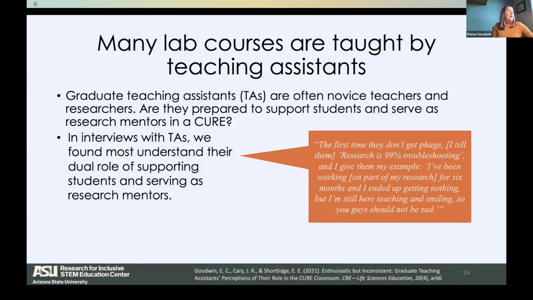One TA said, "The first time they don't get phage, I tell them, research is 99% troubleshooting, and I give them my example. I've been working on this part of my research for 6 months, and I ended up getting nothing, but I'm still here teaching and smiling, so you guys should not be sad." So you can see that this TA really understands their role as a research mentor, but is also supporting students kind of emotionally.